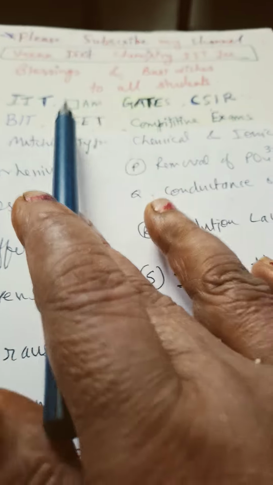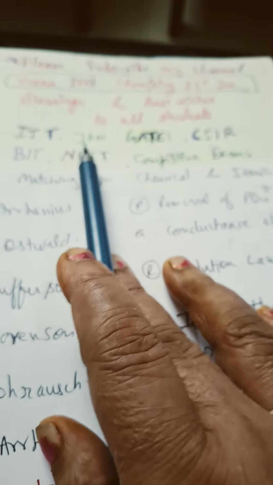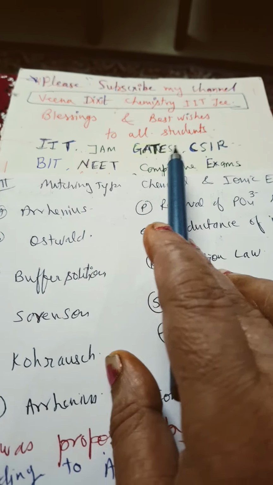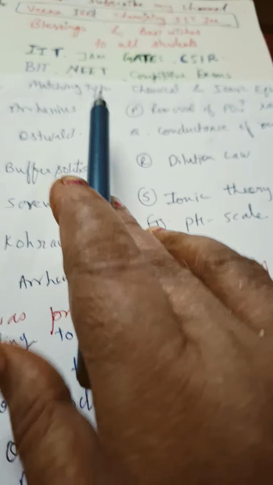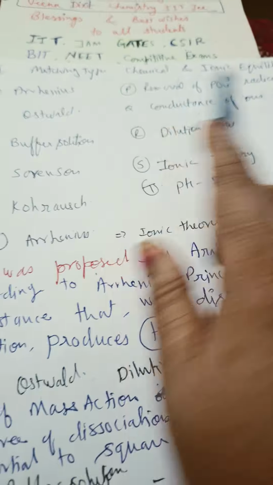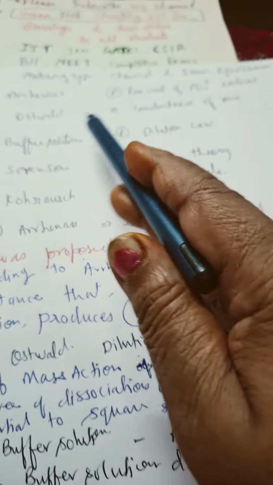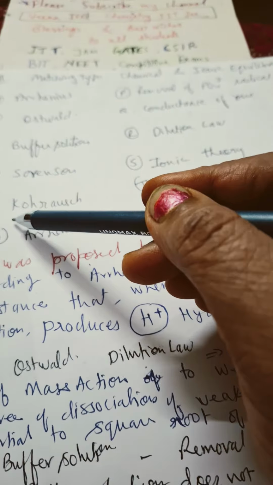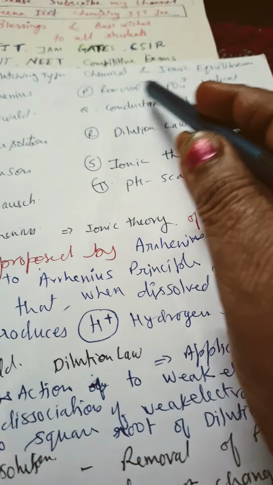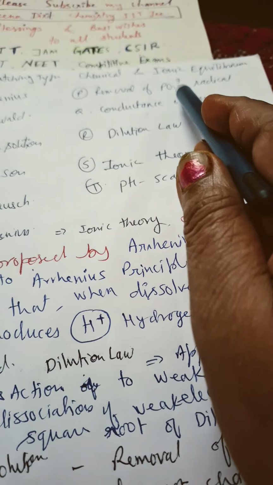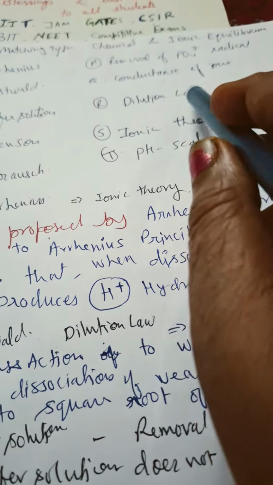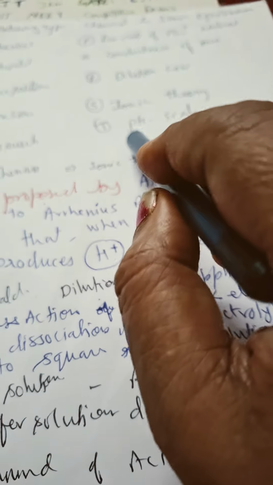We are discussing a very important concept which comes in competitive exams like IIT-JEE, NEET, BITS, GATE, CSIR, and many more. So do everything carefully. Matching type, chemical and ionic equilibrium: Arrhenius, Ostwald, buffer solution, Sorenson and Kohlrausch. These are five in column 1, and column 2 has removal of phosphate ion radical, conductance of ions, dilution law, ionic theory, and pH scale.